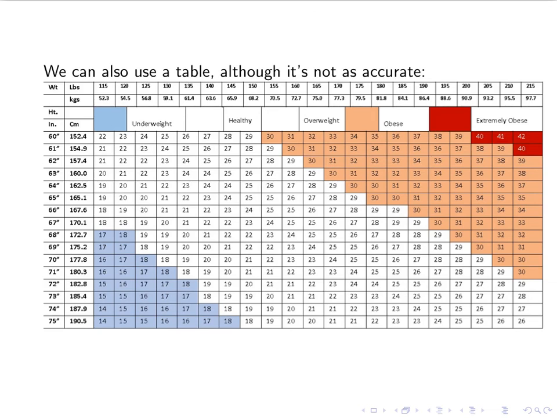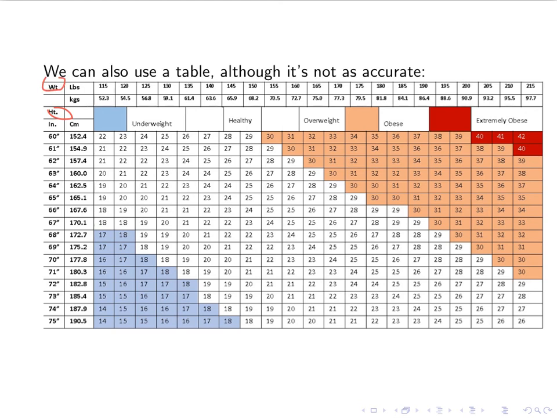We can also use this table. So in the homework, you're going to have questions where you need to do the formula and where you need to use the table. I have a lot of people who don't do both. So I'm going to go over how to use the table. So down the rows, we have the height, and we have it in inches and in centimeters. And then across the top in the columns, we have the weight.